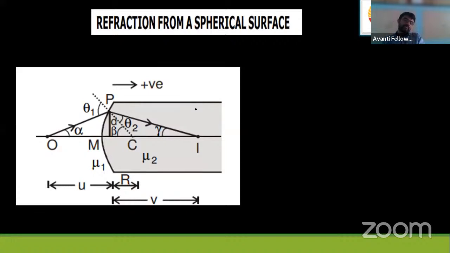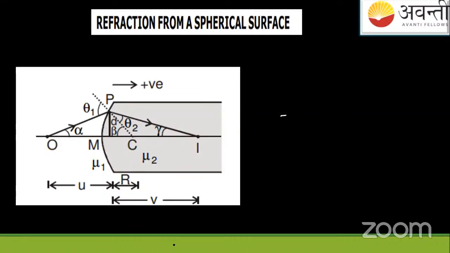See, I have given this picture on the slide. What does it mean? It is just giving you the signs of where the object is and where the image is. Remember. Is it clear now? Yes.